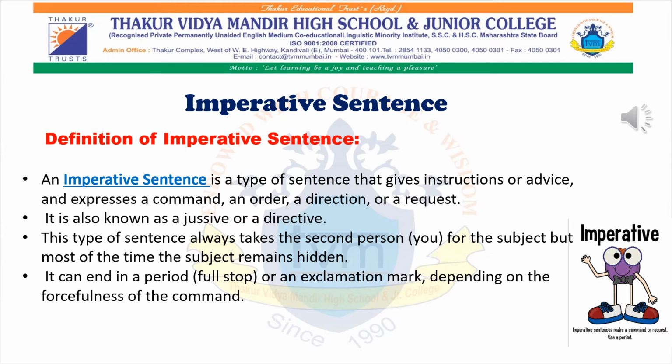It can end in a period, that is a full stop, or an exclamation mark, depending on the forcefulness of the command. So you all know what an imperative sentence is: it is a command, giving some kind of order, request, or direction. It mostly ends with a full stop or an exclamation mark, depending on how strong or forceful the command is. And thirdly, in that sentence, the subject is always the second person 'you', and mostly that word 'you' is understood and remains hidden. I will tell you what exactly it means. For now, I hope you understood the concept of imperative sentences.